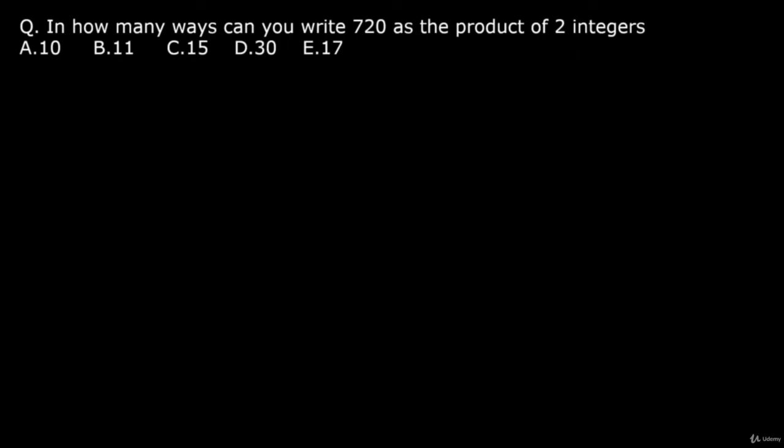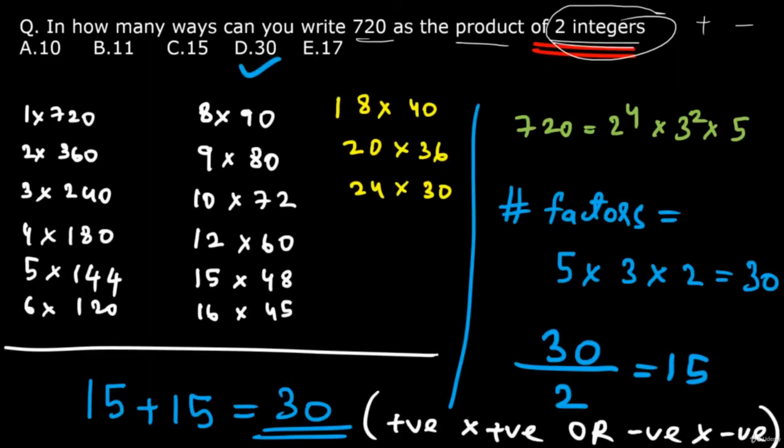Let's read the question. In how many ways can you write 720 as the product of two integers? So what's different from the previous question? Over here you have two integers. So you have to take positive and negative cases, right? Now again, what's the answer? The answer in this case will not be 15, it will be 30, right?